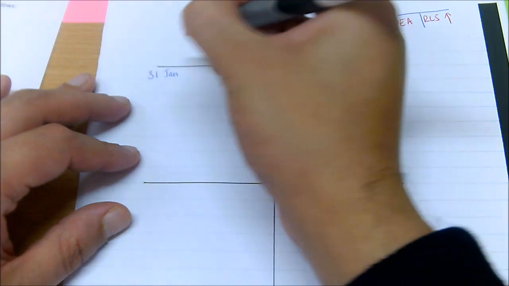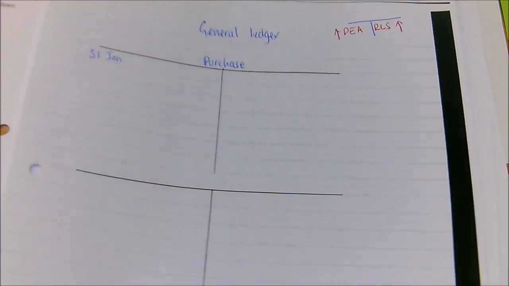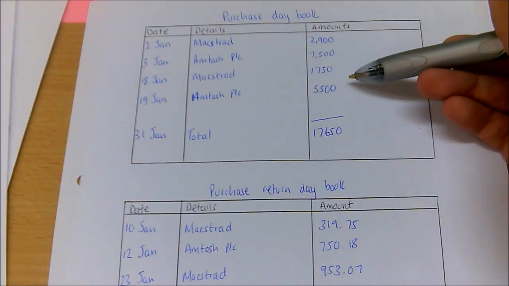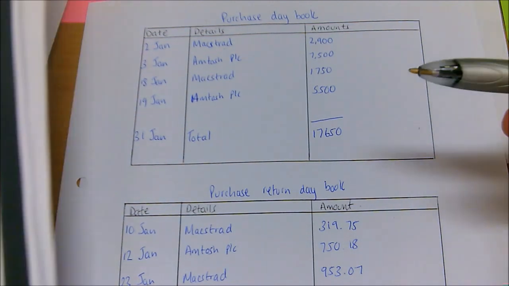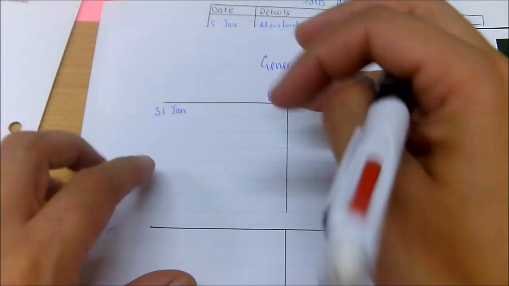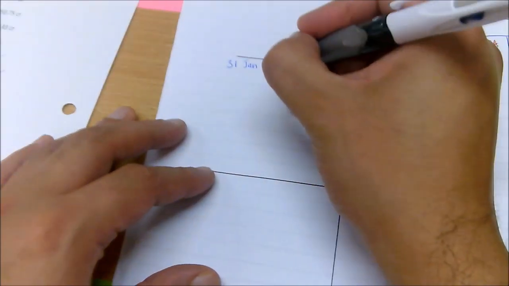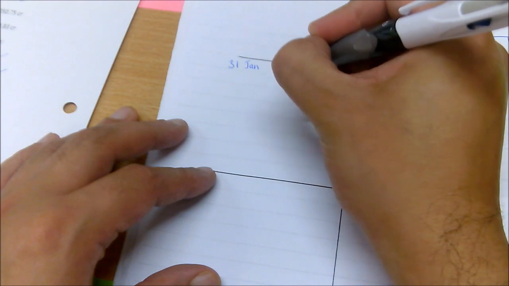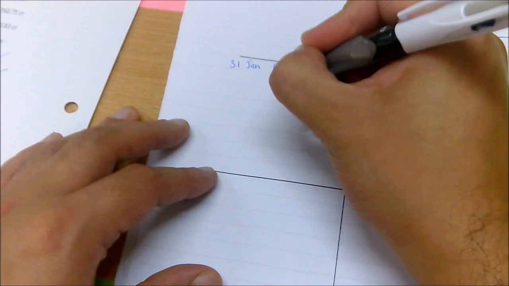So instead of putting them separately, which would be pointless because you would be repeating all the information from the purchase day book, instead of putting them as separate transactions, we are just going to put the total amount instead. Okay, and we're going to call this the purchase day book because that's where we have got the information from.